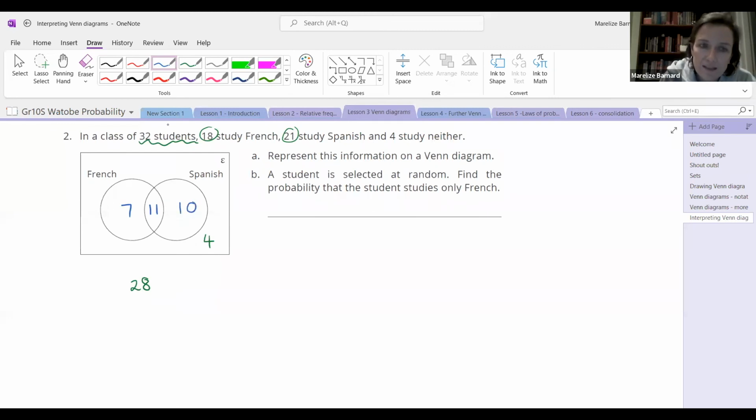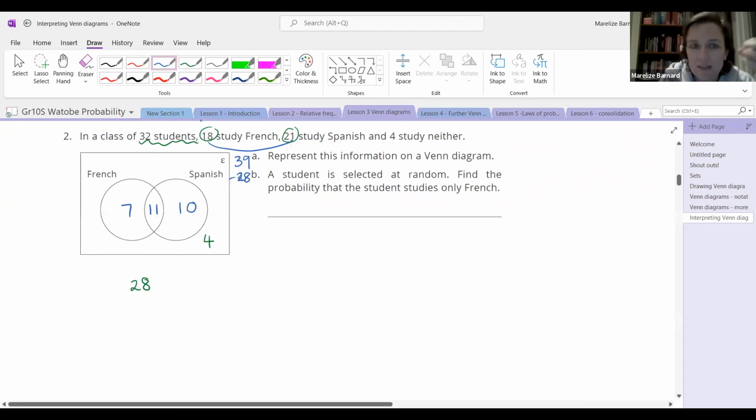How do we get the 11? Because if you look at the numbers given, the 18 plus the 21 together gives you 39. And then you subtract from it the 28. So that's the double counting. It's counting those that do both. Okay, so 39 minus 28, that gives me the 11 that go in the middle.